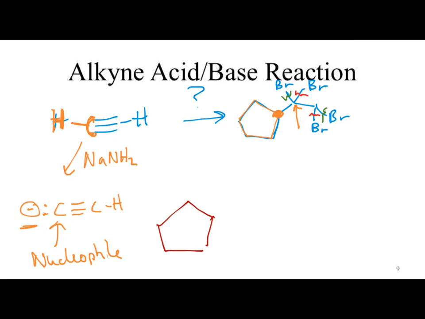Give me another element. Oxygen could work, except when we add oxygen, we also have to add that H. What's the problem with that hydrogen? It's acidic. So an OH doesn't work. What else could we add? We could add a halogen or bromine. Bromine takes the electrons away from that carbon, making that carbon partially positive. So what can happen? We can take our nucleophile's electrons and attack that carbon. What's the result of that reaction?